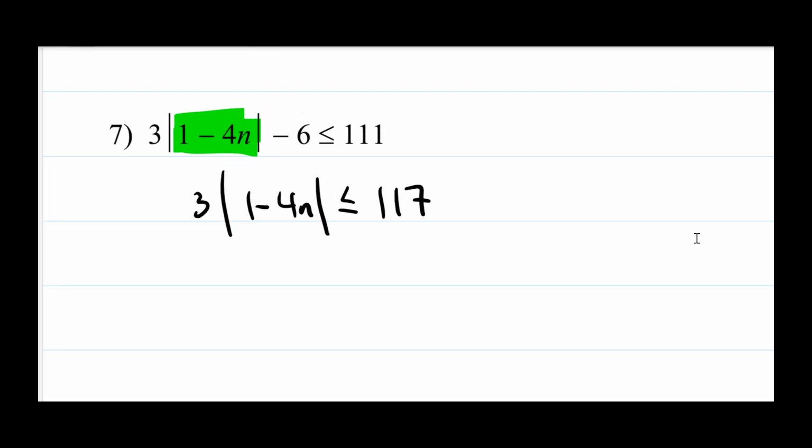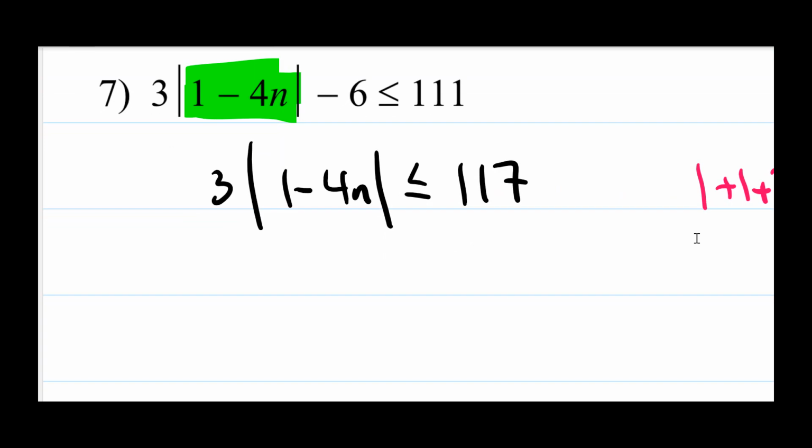So here's a little math fact for you in case you don't recall it. If you take the digits of 117, 1 plus 1 plus 7, and add them up, you get 9. And I know 3 goes into 9. Therefore, 3 is going to go into 117. So when we do that calculation, we'll get the absolute value of 1 minus 4n is less than or equal to, 3 goes into that 39 times.